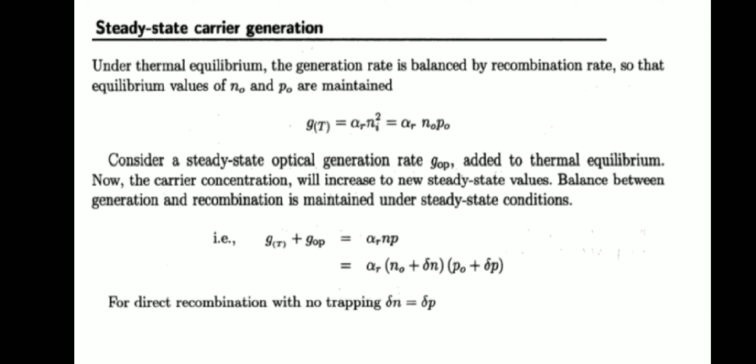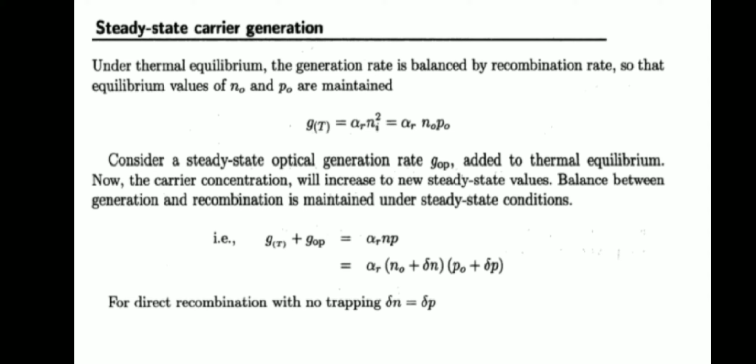know that the generation rate is always proportional to the carrier concentration. So under thermal equilibrium the generation rate is always proportional to N0 P0, or we can say that G of t equal to alpha N0 P0, or we can say it as alpha Ni square. So if we are considering the optical generation, then this optical generation rate can be represented as GOP. So in addition to this thermal equilibrium, we have optical energy also there. So the optical generation rate is represented as GOP.